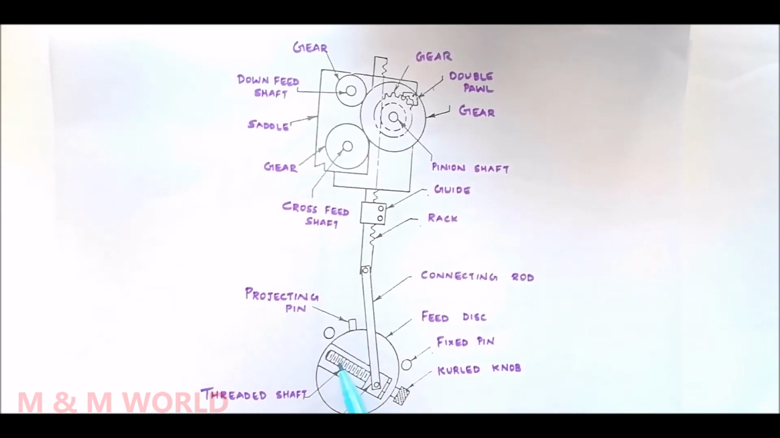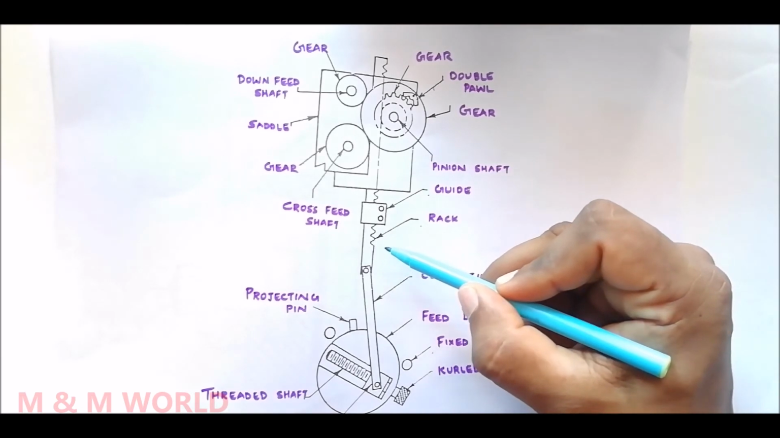During the other times, the feed disc remains constant. That is, only at the beginning of the cutting stroke, the feed disc rotates from this point to this point, and during the remaining portion of the cutting stroke, the feed disc remains in this position. And when the return stroke occurs, at the beginning of the return stroke, what will happen? The feed disc moves from this point to this point, and during the completion of the return stroke, the feed disc remains constant.